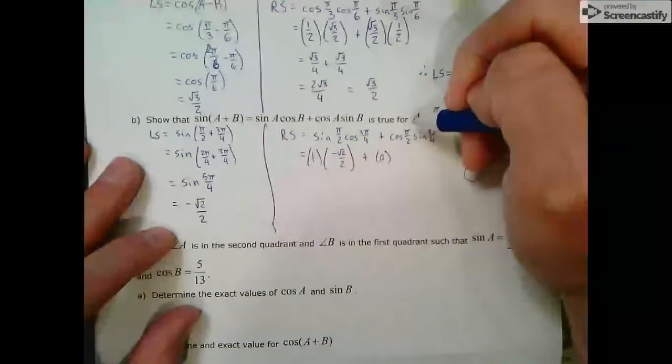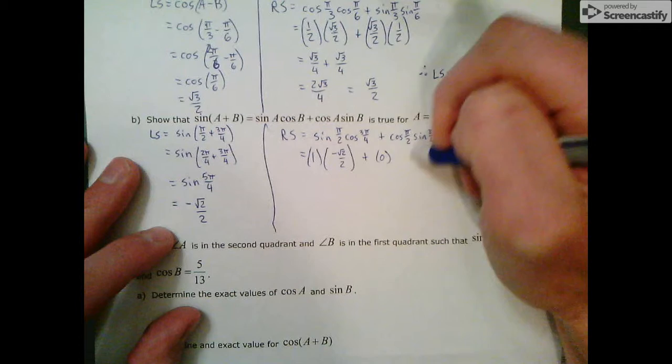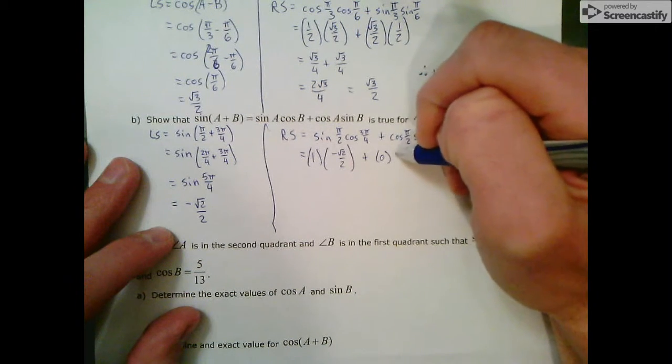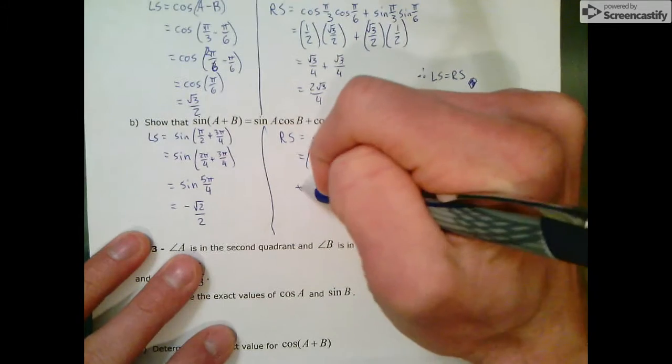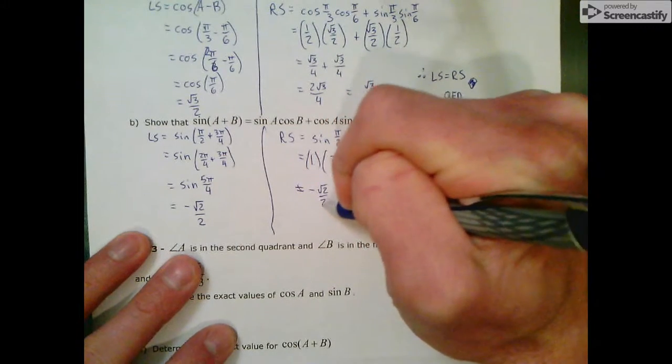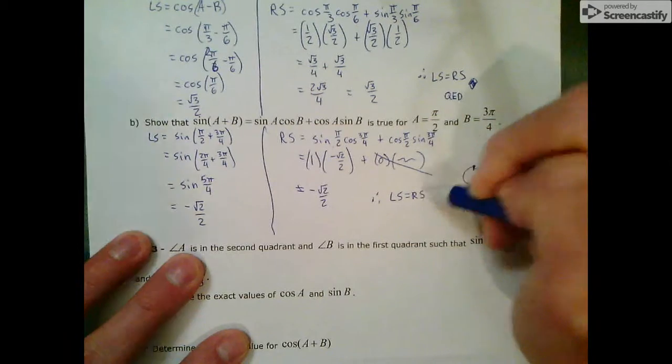And we can actually stop there because it doesn't matter what the sine of 3 pi over 4 is, because it's already being multiplied by 0. So multiplied by something, but who cares what it is because it's gone. And this results in negative root 2 over 2. So the left side is equal to the right side.